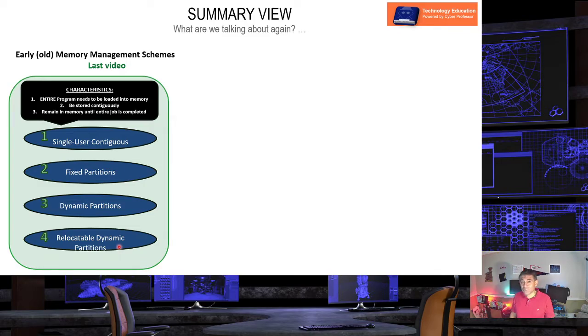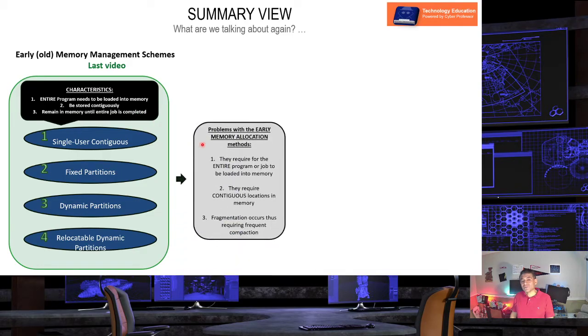The characteristics that we talked about for these early management schemes are as follows. The entire program needs to be loaded into memory. It has to be stored contiguously. And it needs to remain in memory until the entire job is completed, bringing the following challenges. With the early memory allocation methods, we require the entire program in contiguous locations in main memory. And that brings fragmentation, which occurs, and it requires frequent compaction.